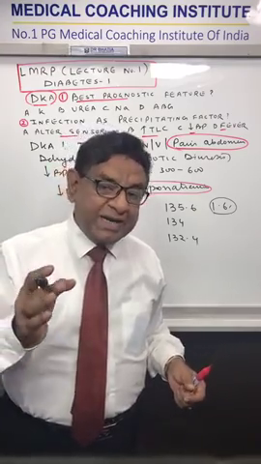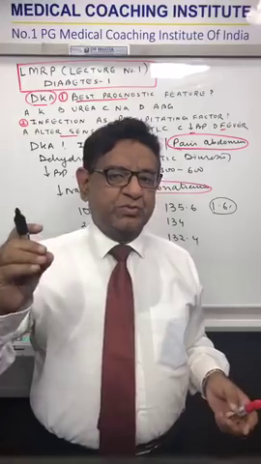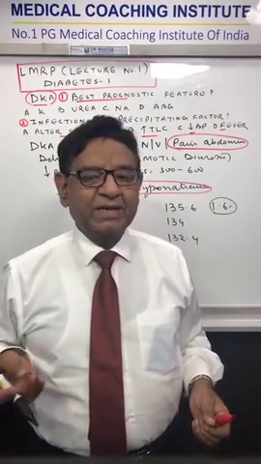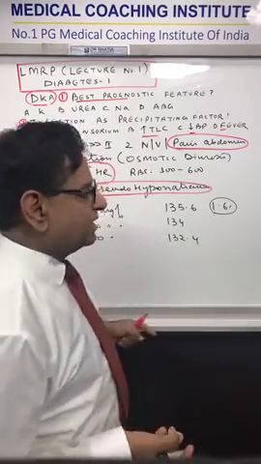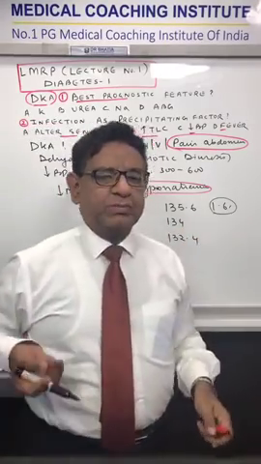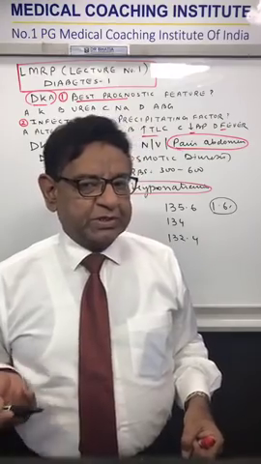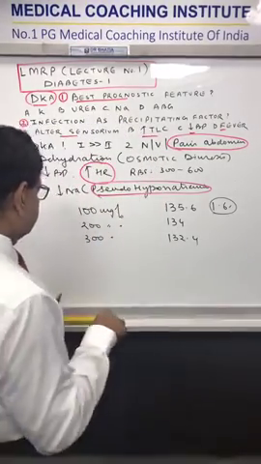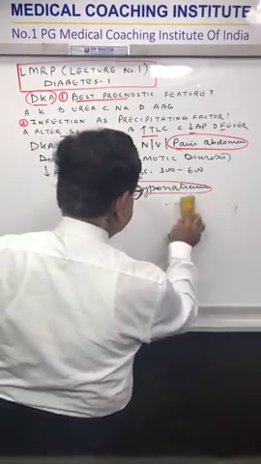Now why is it so? Because as the sugar goes high, the machine which is checking the sodium level gives a false reading. The false reading is that with every rise of 100 milligram, it will show sodium to be less by 1.6. That's why we use the term pseudohyponatremia. Right? So I hope you understood what you mean by pseudohyponatremia.